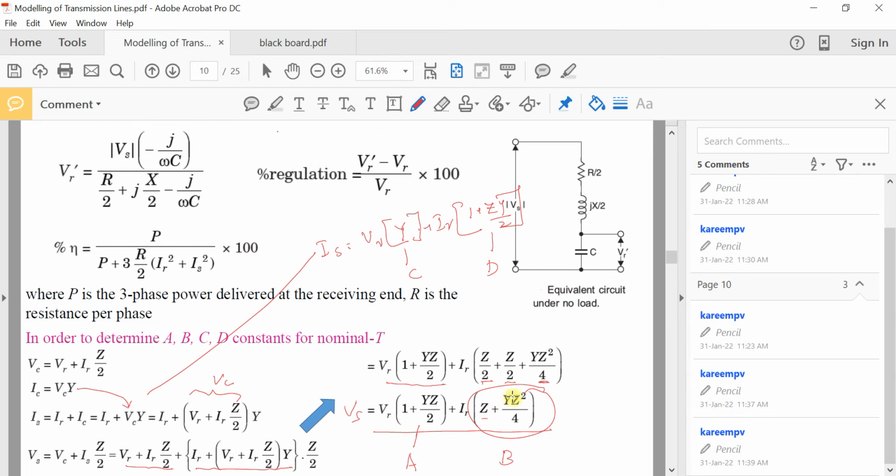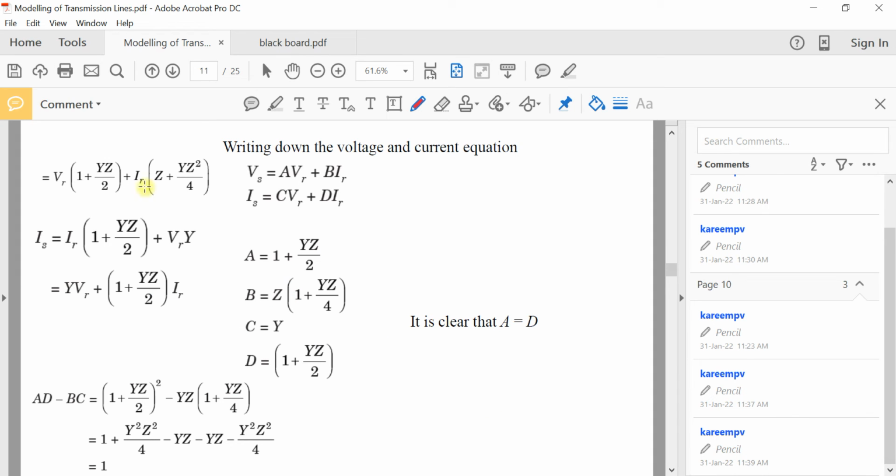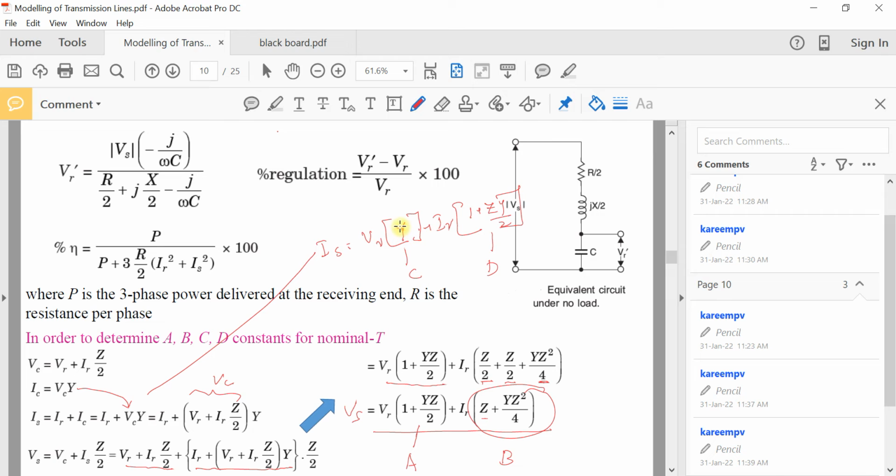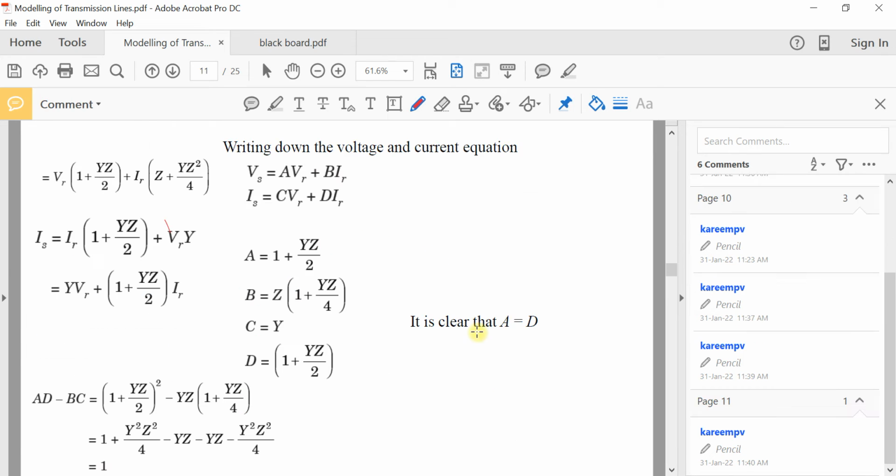Here you can see that Z can be taken out as a common factor from this B. So Z into 1 plus YZ by 4 will be the expression, and C is equal to Y, and D is equal to 1 plus YZ by 2. C is equal to Y here, and D is equal to 1 plus ZY by 2. And this you have to remember. These are the ABCD parameters of the medium transmission line when it is represented as T parameters.